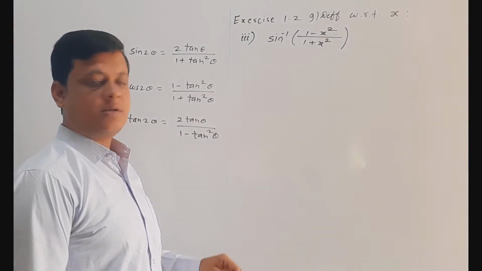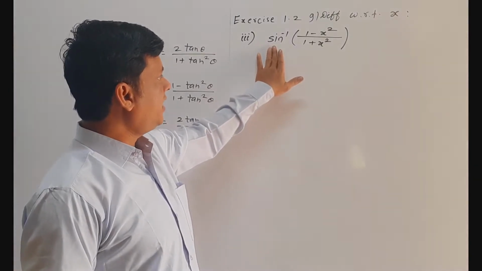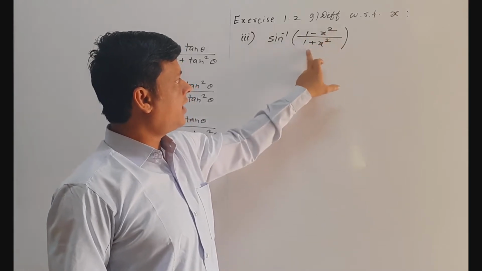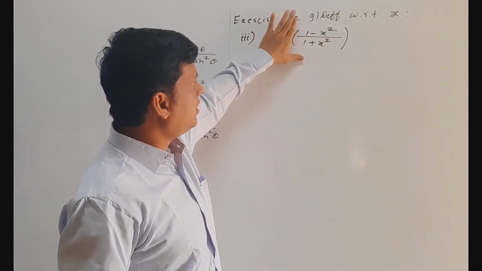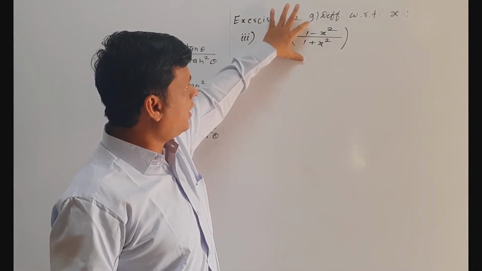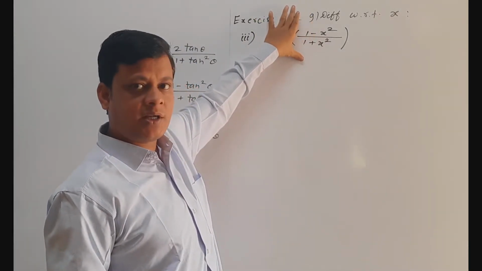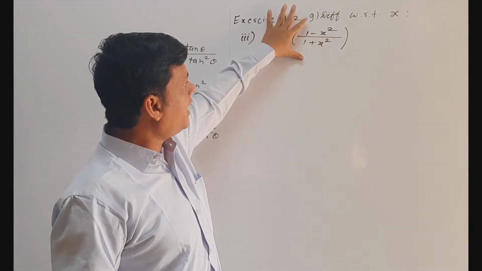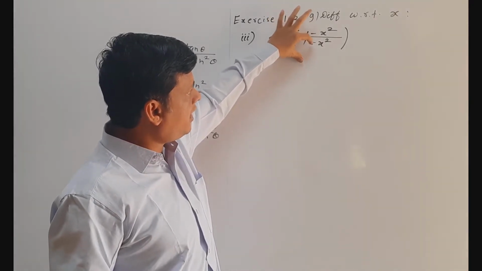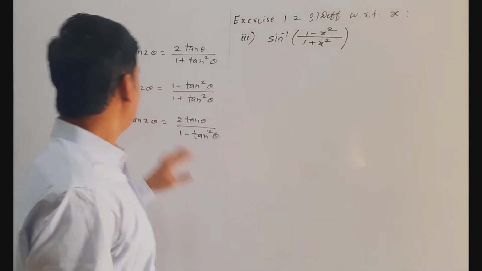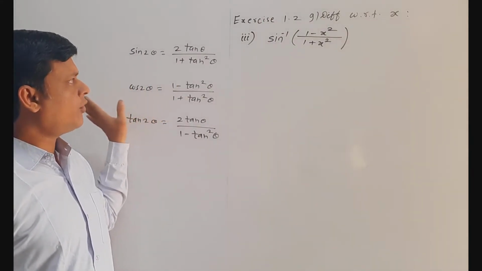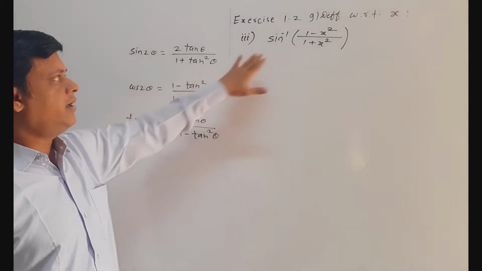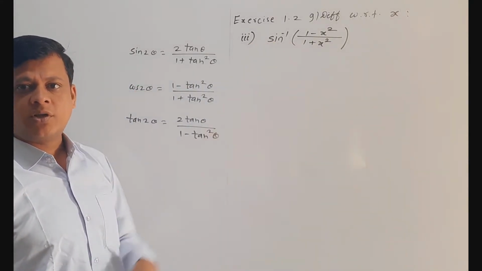Now see third sub question, sin inverse of (1 minus x square upon 1 plus x square). Now observe the bracket first. It is of the form 1 minus tan square theta upon 1 plus tan square theta. But we know that this can be written as cos 2 theta. No problem, we can convert this cos in terms of sin because outer function is sin.